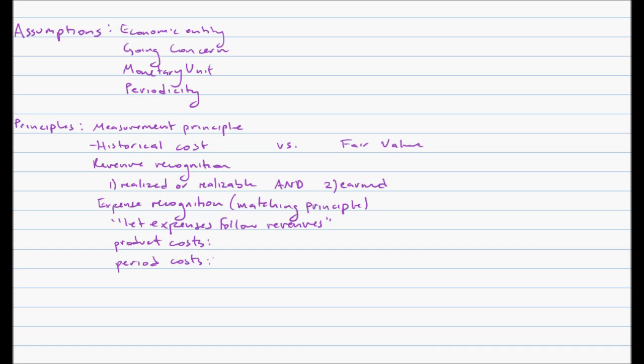So product costs pretty much have a direct relationship with revenue, and they are matched with revenue. They're reported whenever the revenue that they generate is reported. So some examples would be labor and materials.